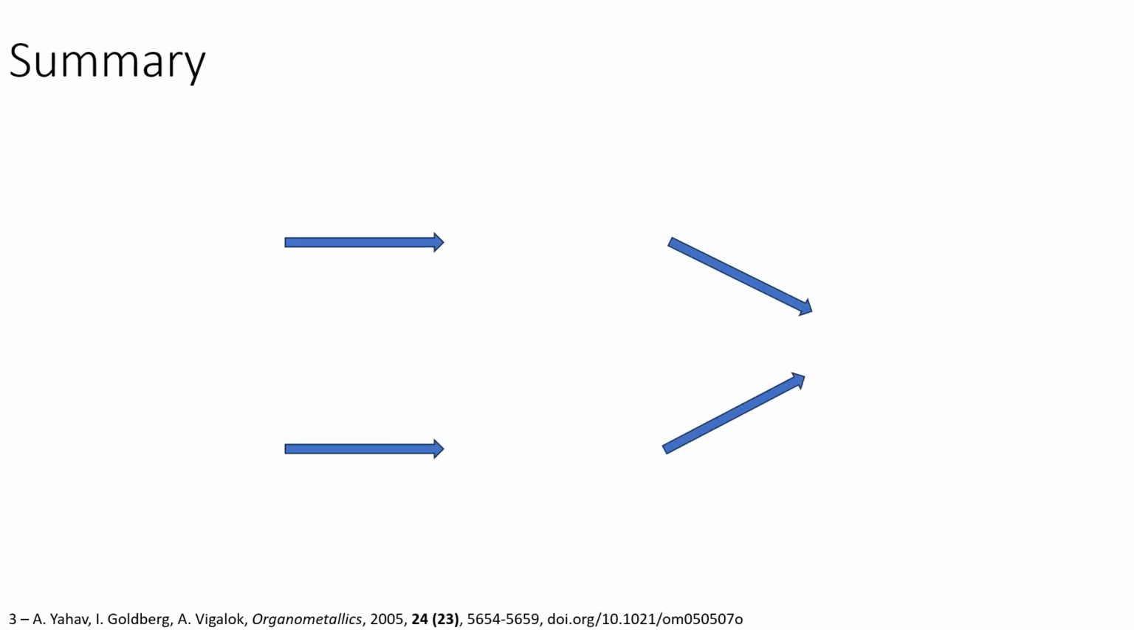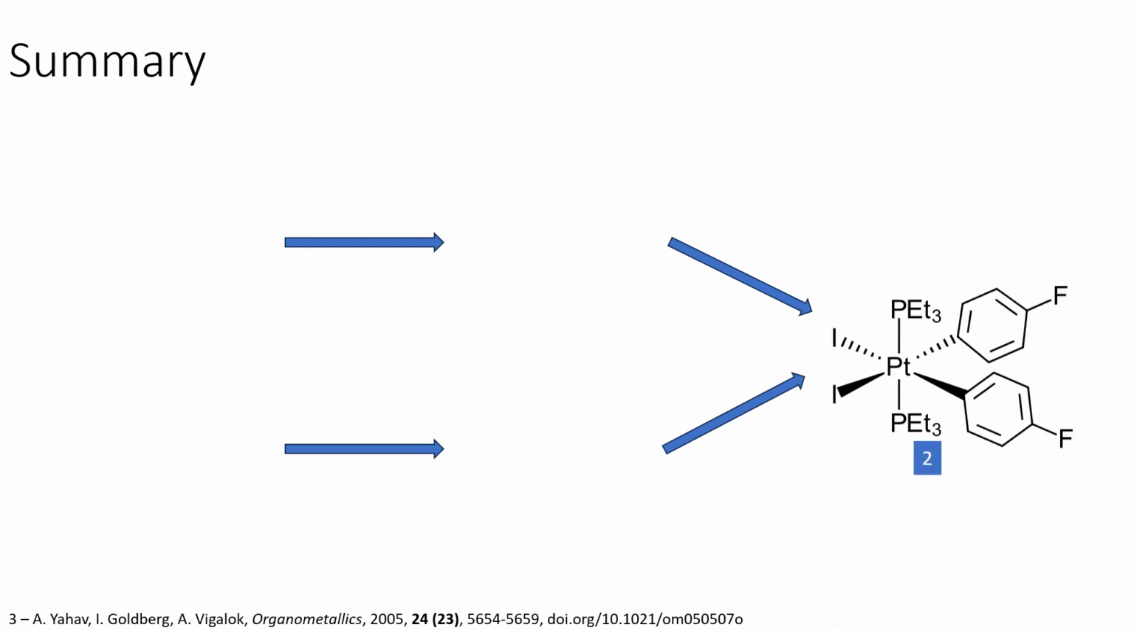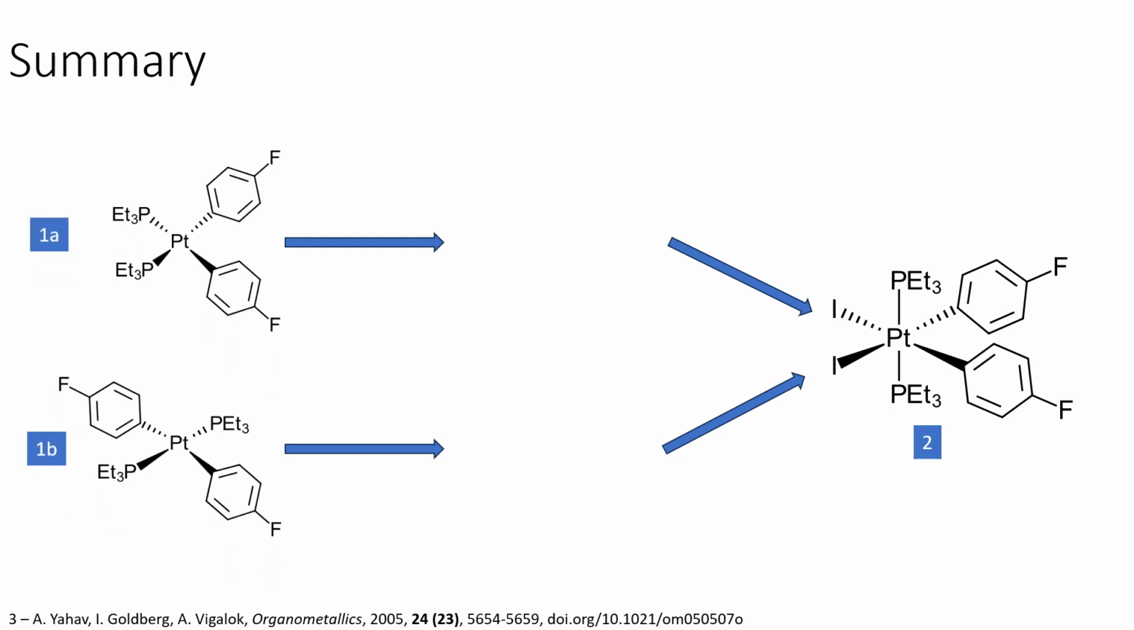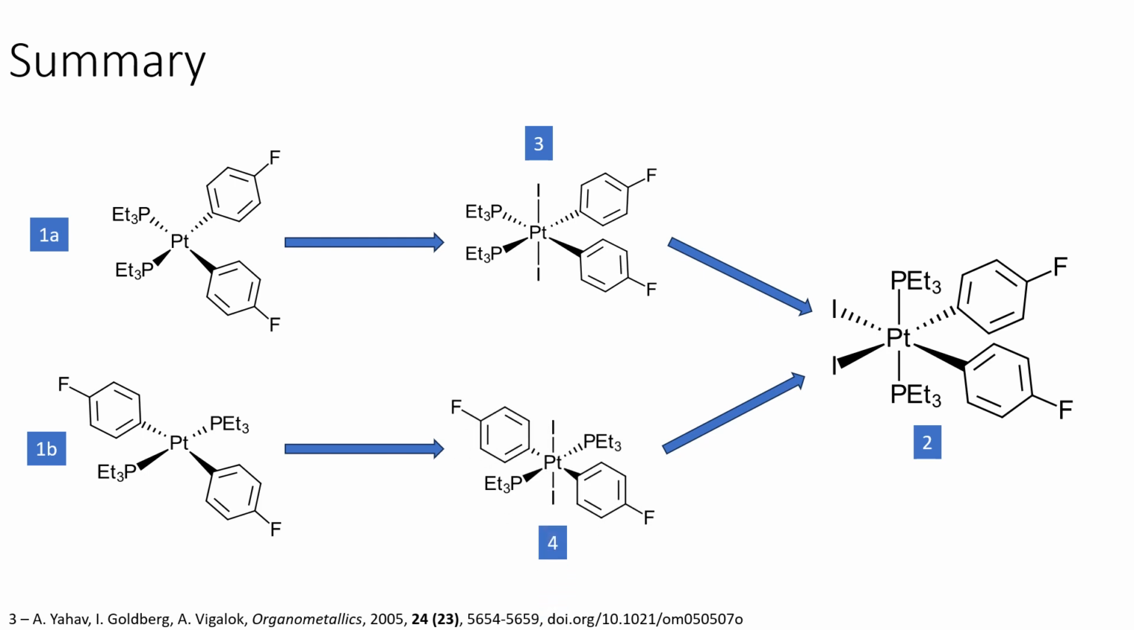Now let's briefly summarize the findings of the paper. The paper explains the formation of this complex, let's call this complex 2, from a cis and trans precursor, which we'll refer to as 1A and 1B, via oxidative addition. Both precursors eventually create the same product, but two different intermediates are produced along the way. The cis isomer 1A forms intermediate 3, while the trans isomer 1B forms intermediate 4. A wide range of NMR spectra were used to distinguish between the precursors, intermediates, and products, which we'll discuss later.